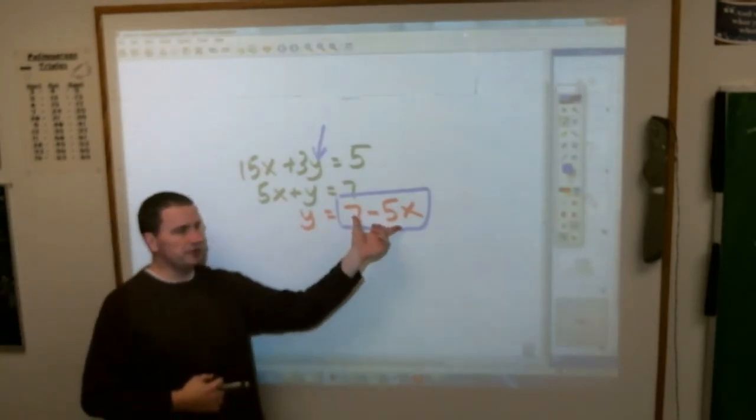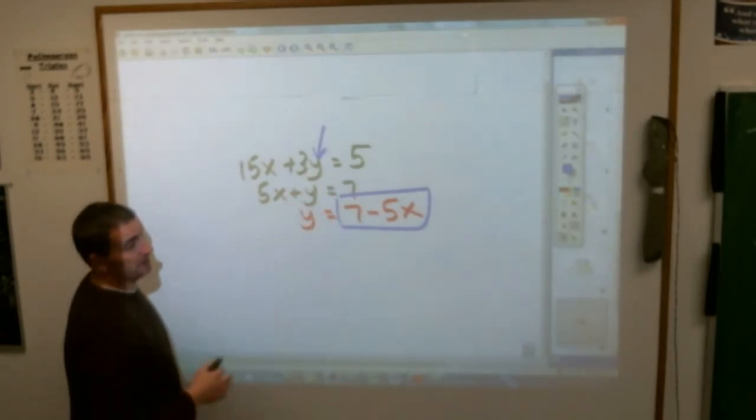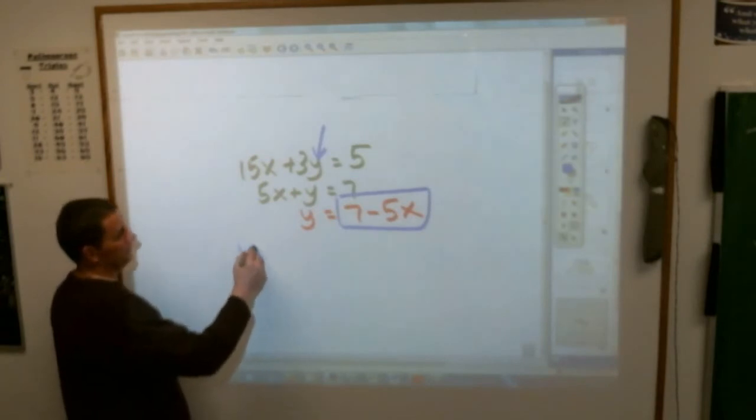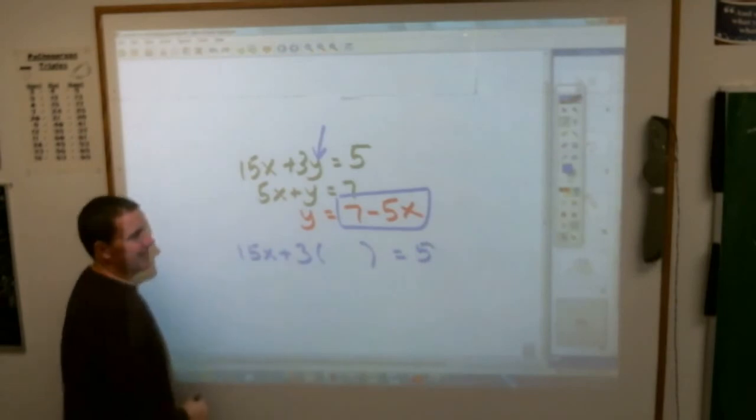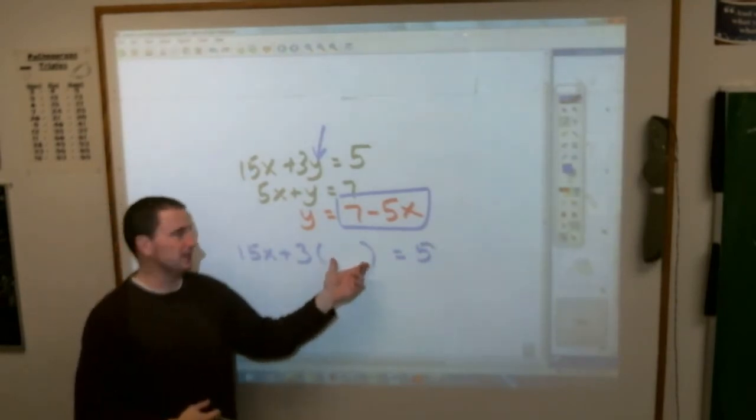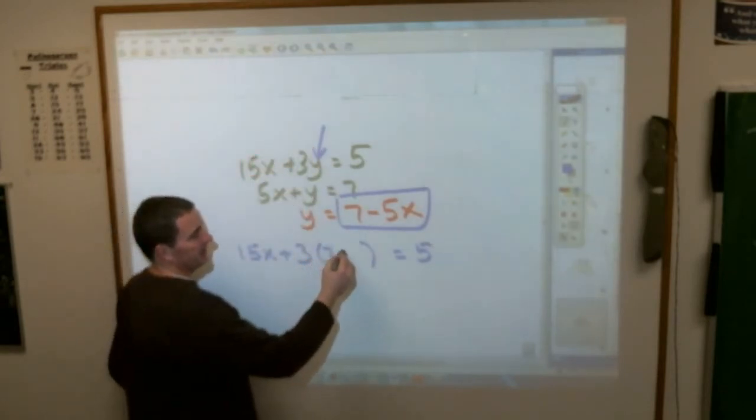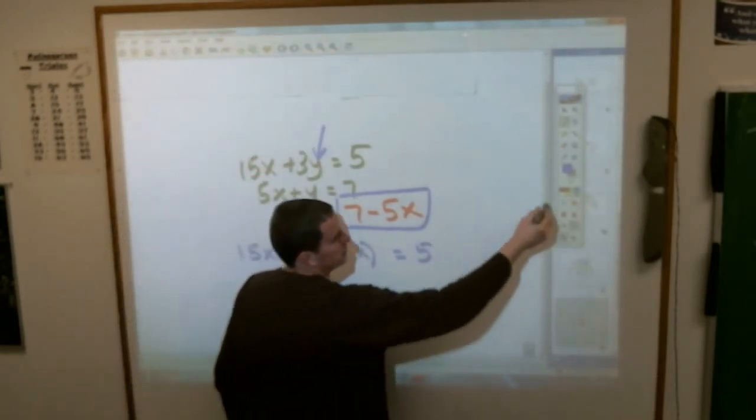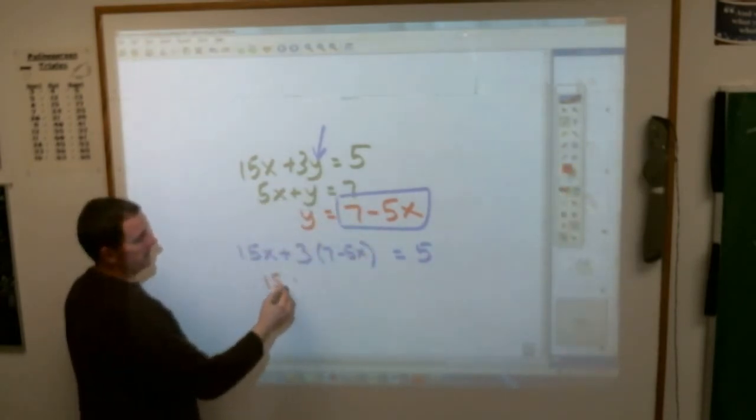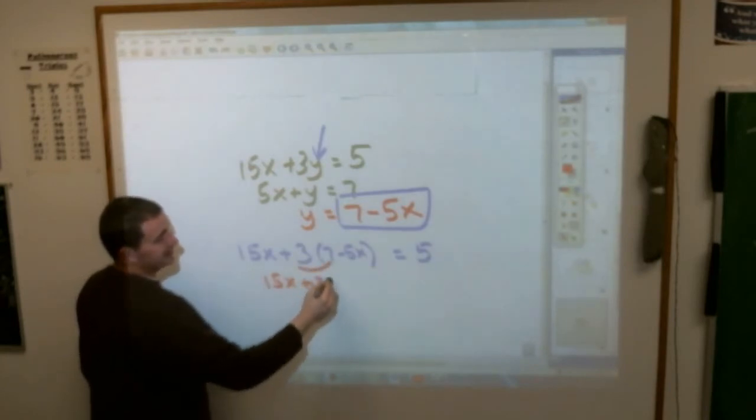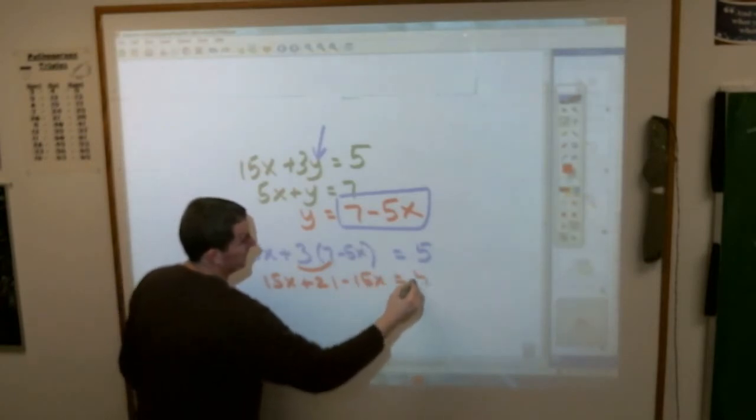I am just going to put this in for the letter y right there. And please, I would do this if I were you. I would write down the 15x plus 3, put the parenthesis, equals 5 right away, because a lot of times as soon as somebody substitutes something in there, they forget about the rest of the equation they were putting it into. This is 7 minus 5x. Solving it is a piece of cake, because you are 8th graders. 15x, 3 times 7 is 21. 3 times negative 5x is a negative 15x equals 5.